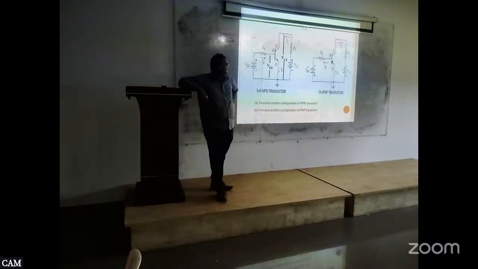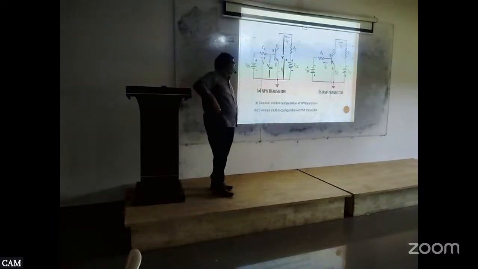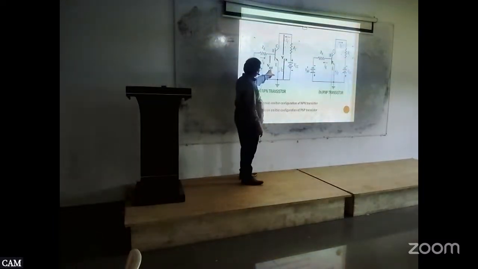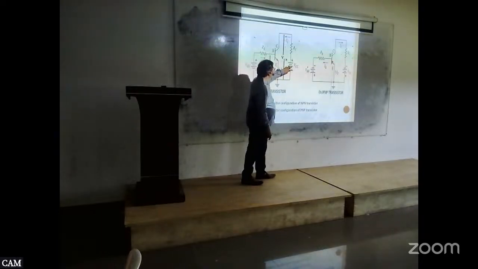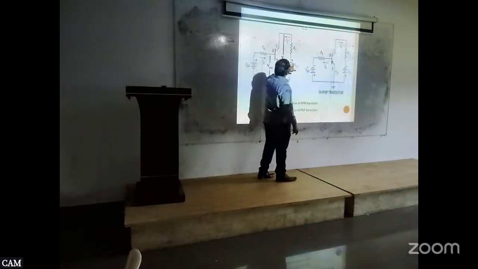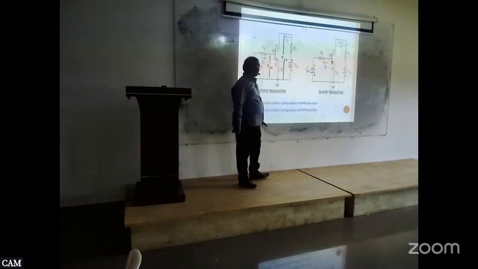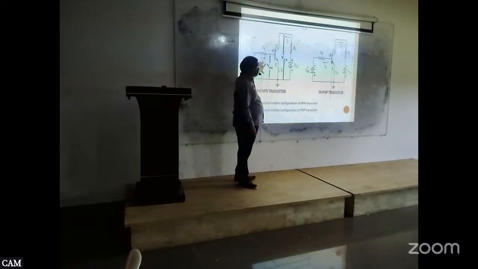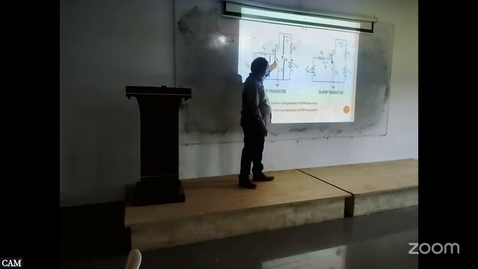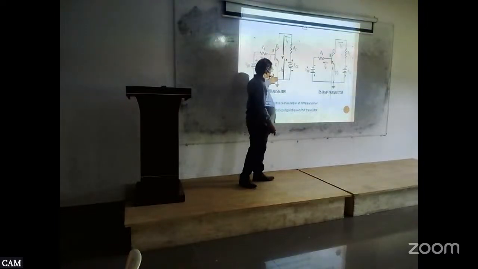the emitter base junction should be forward biased. Forward bias means plus and minus. And the collector base junction should be reverse biased, so here plus and minus. This is common emitter, so the input is negative and the output is negative.